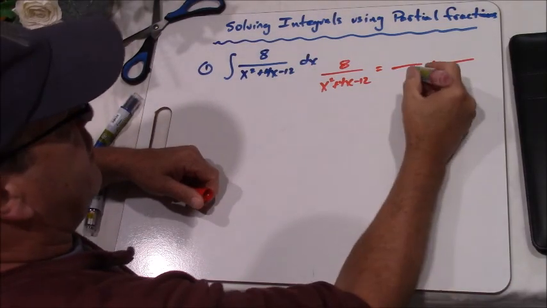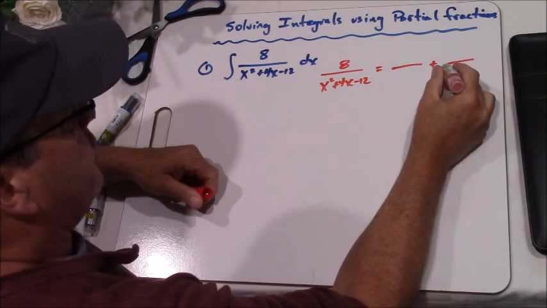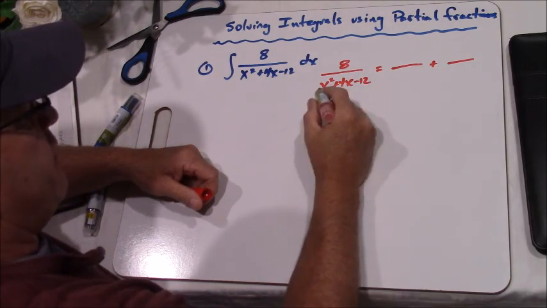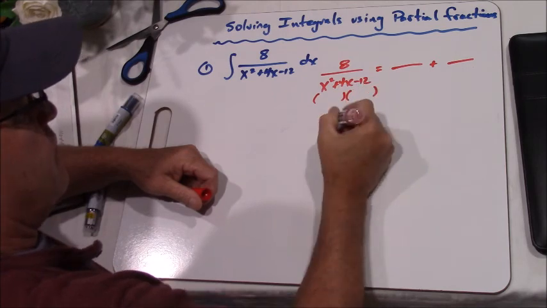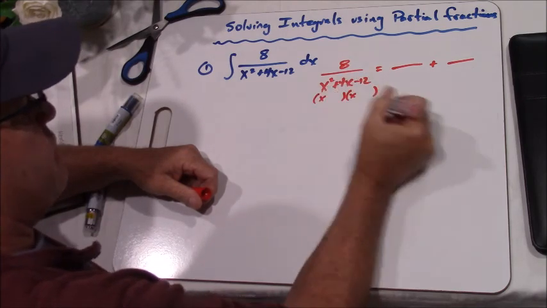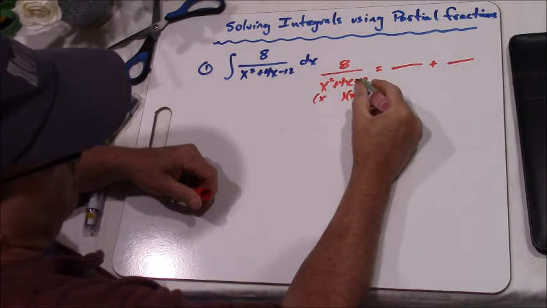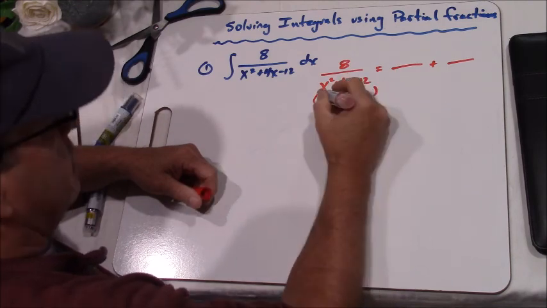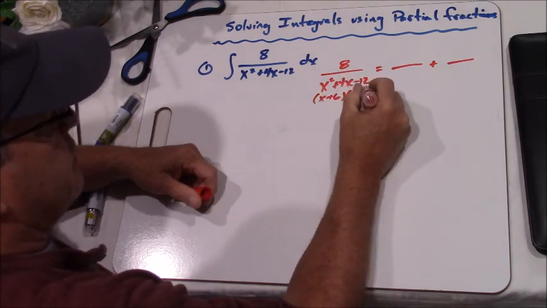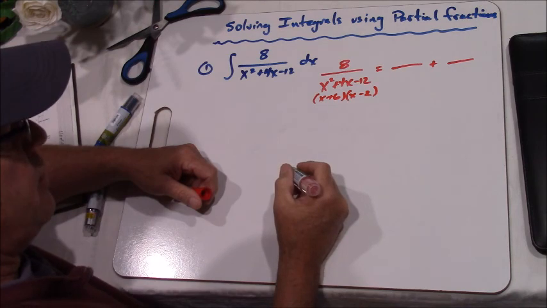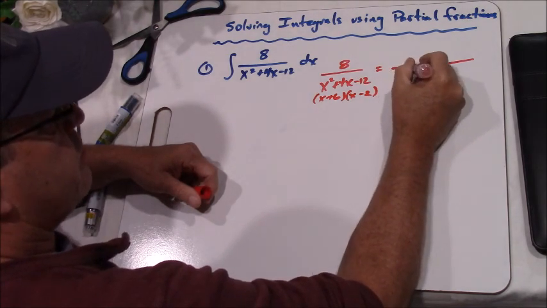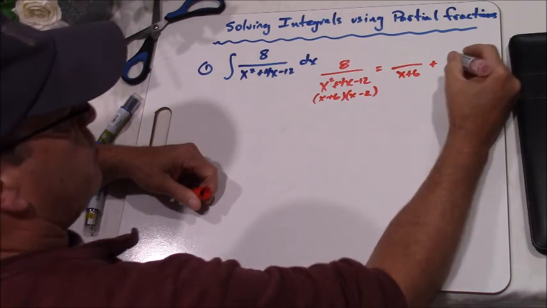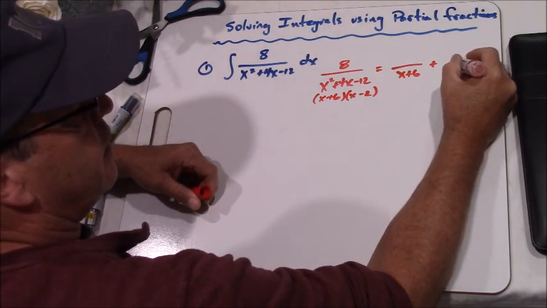So in order to figure out what the two fractions are, I want to go ahead and factor this denominator. So this would be x times x. Two numbers you multiply to get 12 and subtract to get 4. Sounds like a positive 6 and a negative 2. So one of these fractions would be something over x plus 6, and the other one is going to be something over x minus 2.